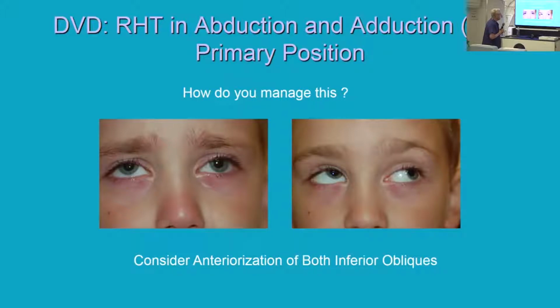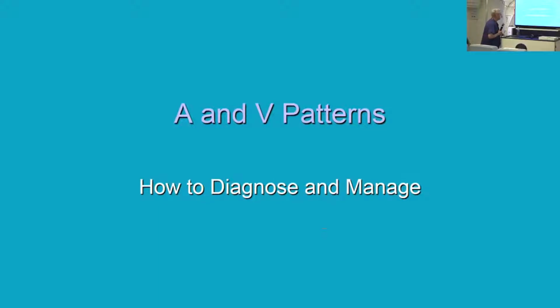And how do you manage this? This would be a really good case for anteriorization of the inferior obliques because of the combination of the two. You can really correct both. And when you do that, you do it just as I said. You move them just to the lateral margin of the inferior rectus muscle.